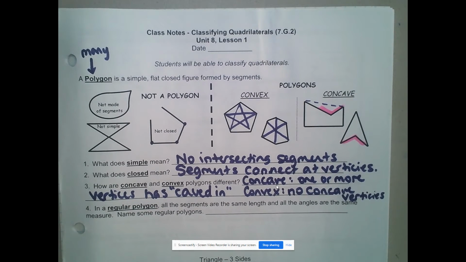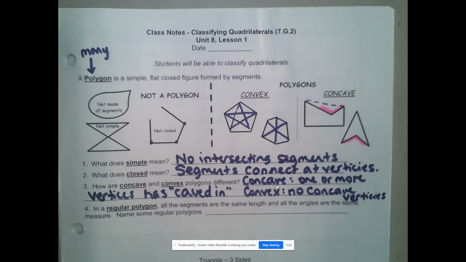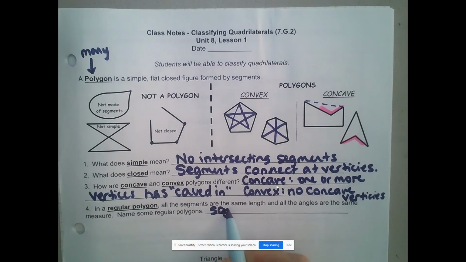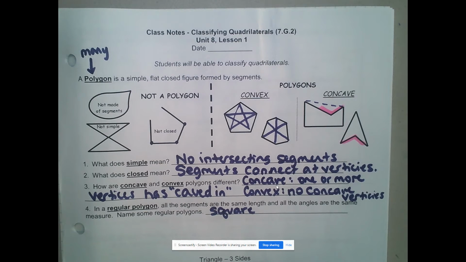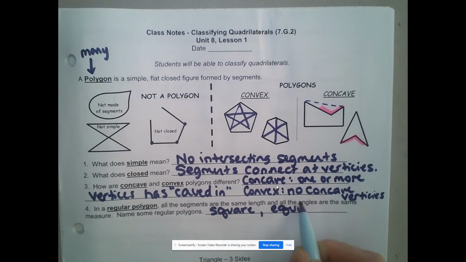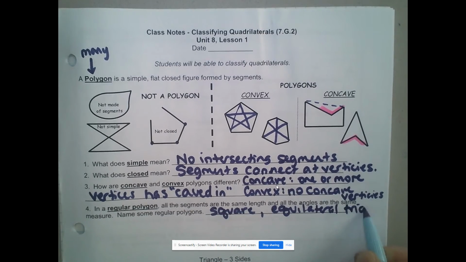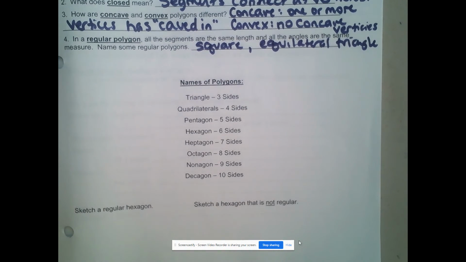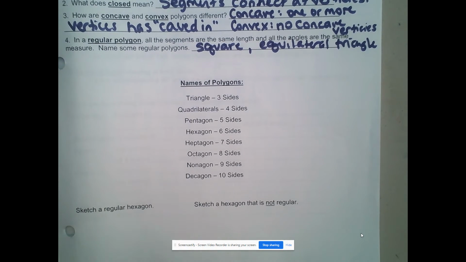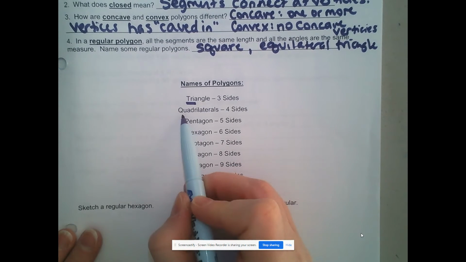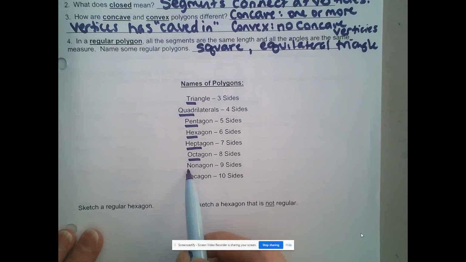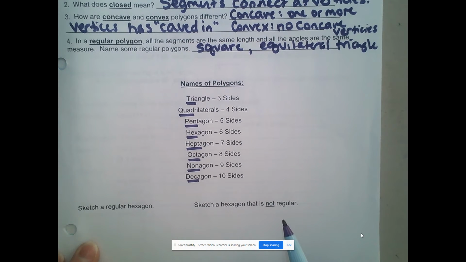A regular polygon has segments that are all the same length and all the angles are the same measure. So some regular polygons that we're familiar with: square, all four angles right angles, all four sides the same length. Another one that we're really familiar with would be equilateral triangle. So if we look down, we've got a list of different types of polygons. And those different types of polygons are named based on the amount of sides. So a triangle has 3 sides, a quadrilateral has 4 sides. This is all about prefixes. And if we can remember what the prefix means, it's really easy to remember the number of sides.